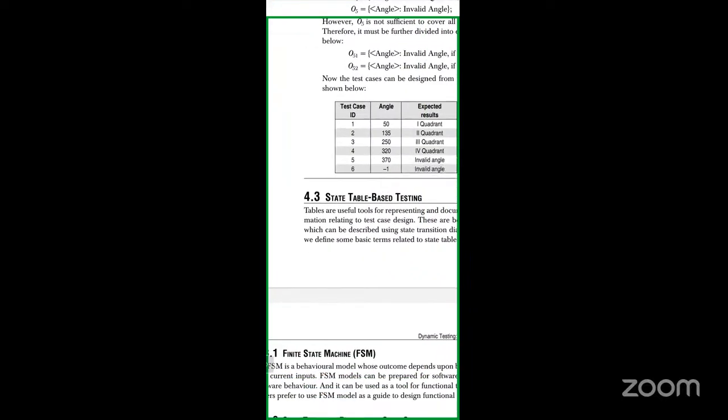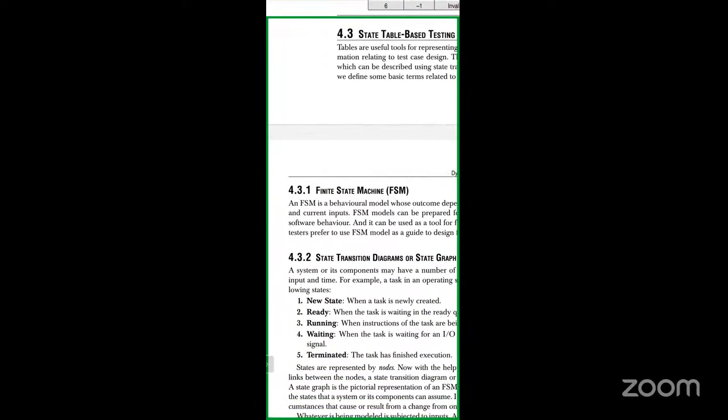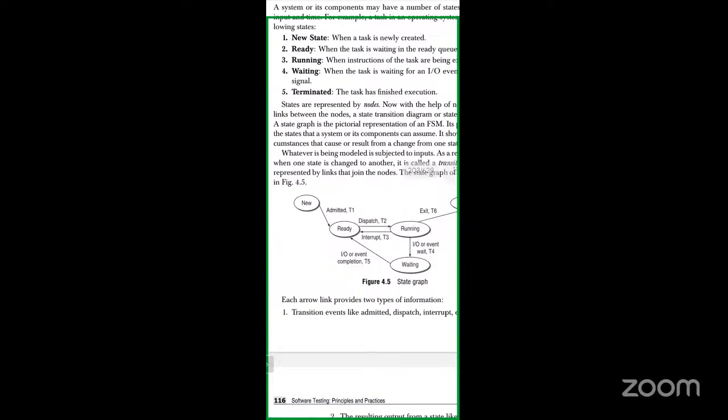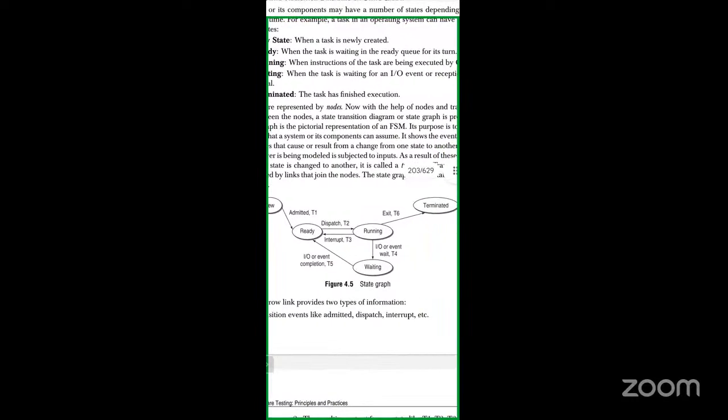So then we have state table based testing, where we have finite state machines, that is FSM. In the state transition diagram, we again have new state, ready state, running state, waiting state, and terminated state. Just like our operating system diagram, here also we have the process state diagram as a state graph, which starts from the new state till the terminated state.